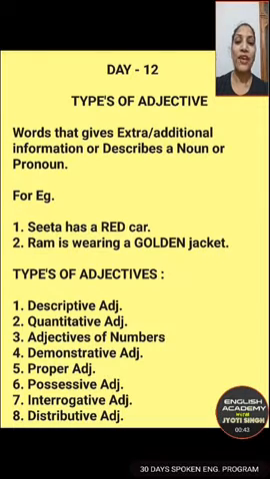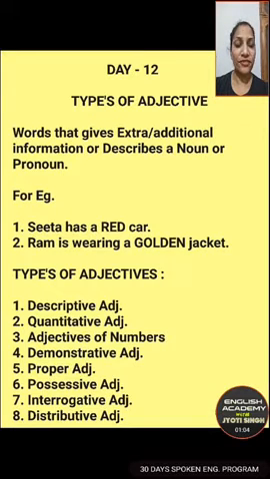Same way, Ram is wearing a golden jacket. Ram is wearing a jacket. So what kind of jacket or which color of the jacket is Ram wearing? So it's golden color. So Ram is wearing a golden jacket. So here golden becomes an adjective, right? So let's study the types of adjectives.